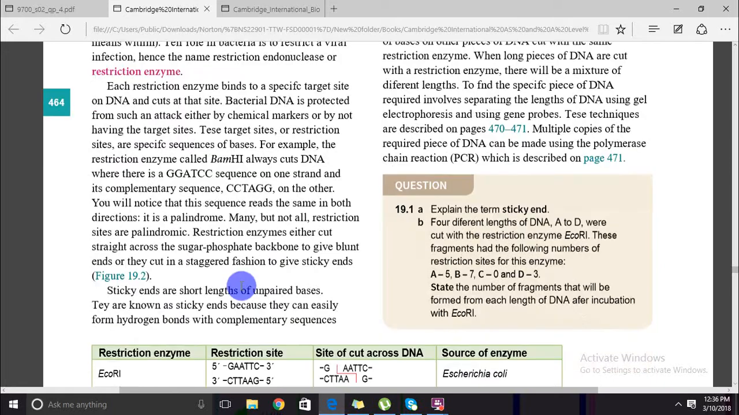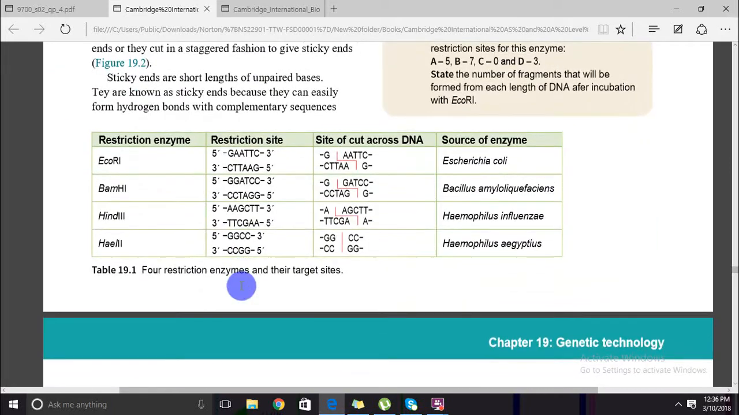Easy peasy. And these are 4 restriction enzymes and their target sites. So this is a palindromic restriction site, and this is from 5' to 3', and this is the complementary strand, so it's from 3' to 5'. And this is how it is cut.